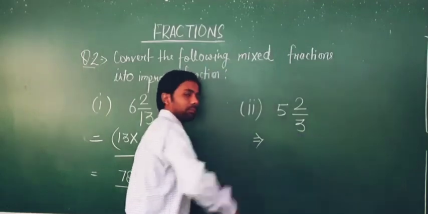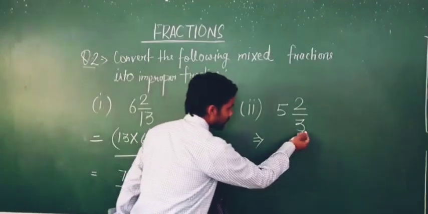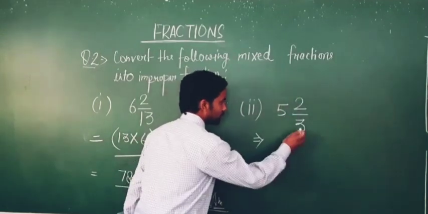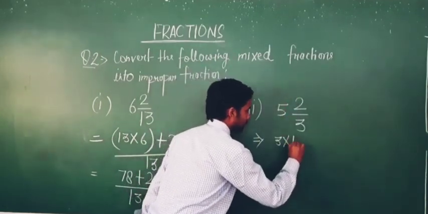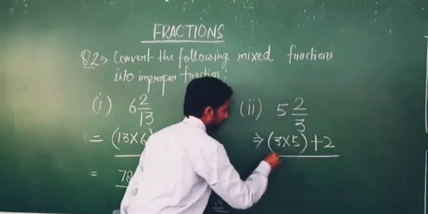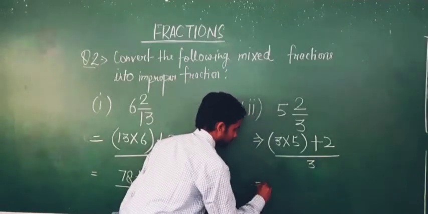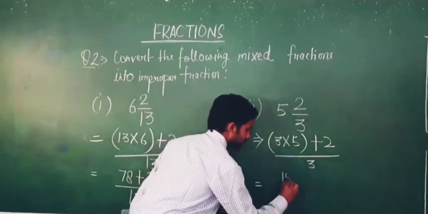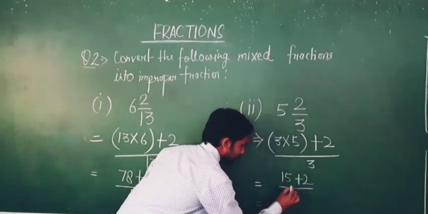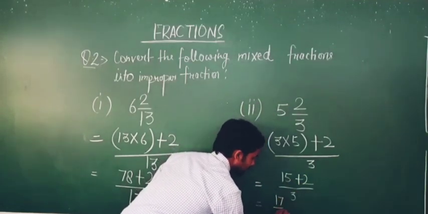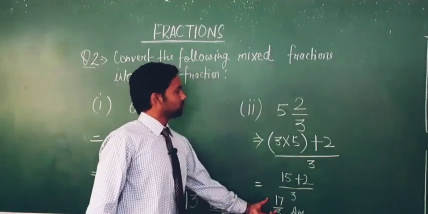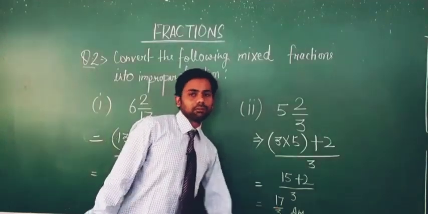Again we solve with the same process. First we multiply 3 by 5 and then add the numerator. 3 multiplied by 5, plus 2, upon 3. 3 fives are 15, plus 2, upon 3. Then 15 plus 2 is 17 upon 3. This is the second required improper fraction.